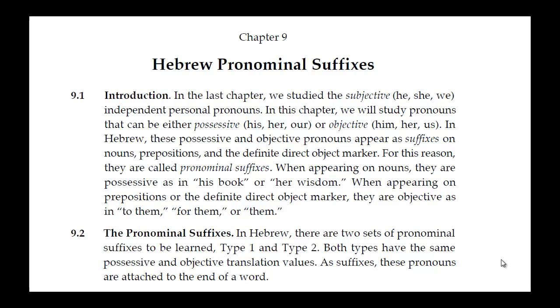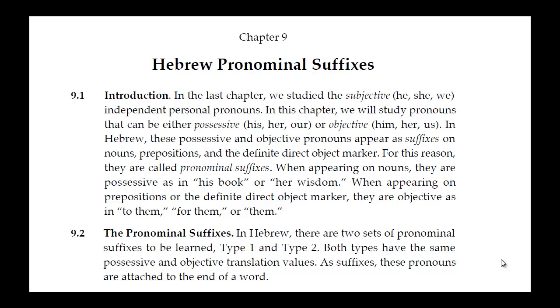Welcome to Chapter 9 on Basics in Biblical Hebrew Studies. We're going to start the chapter with Hebrew pronominal suffixes. Last chapter we studied the pronouns, demonstrative pronouns and personal pronouns. So we're going to build upon this with the Hebrew pronominal suffixes.